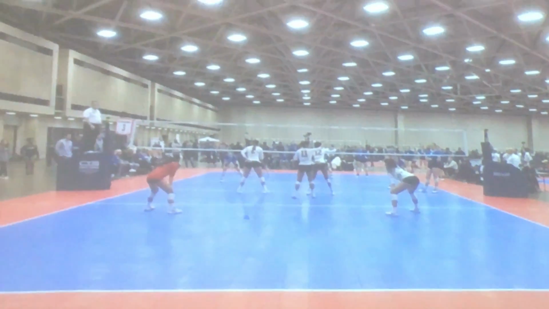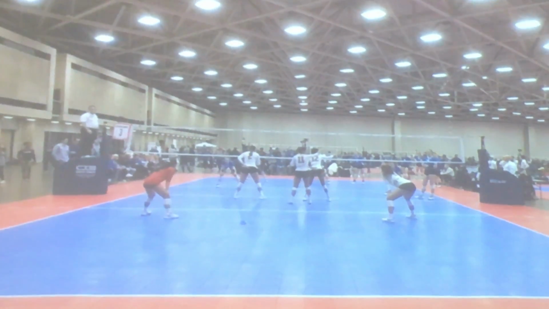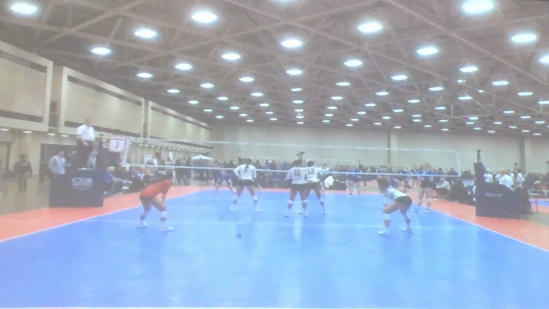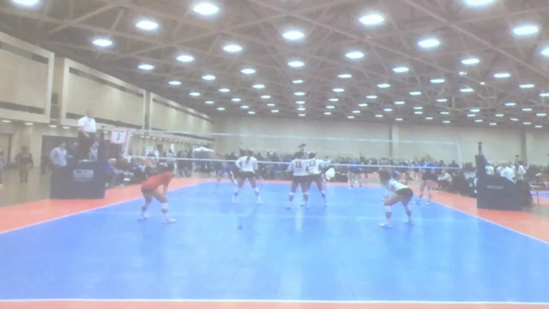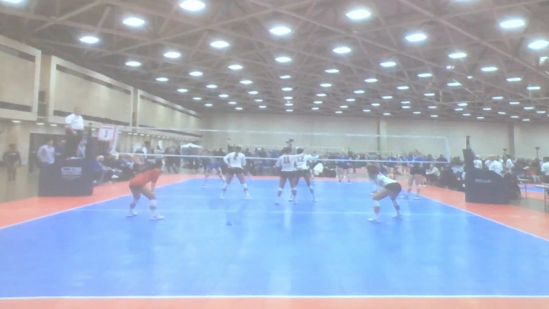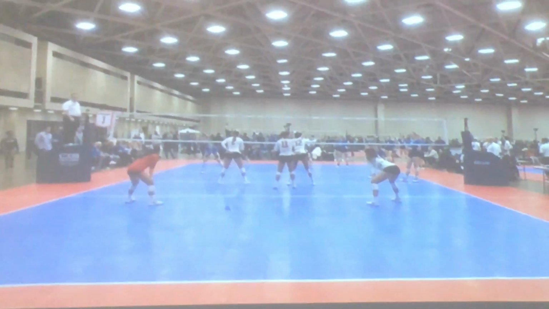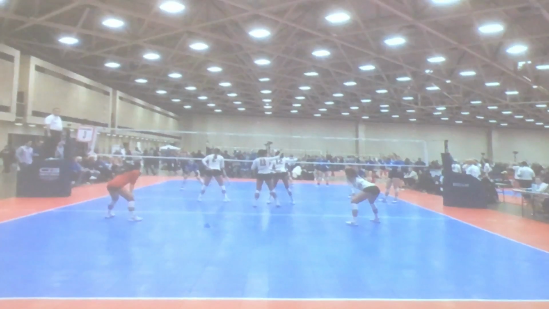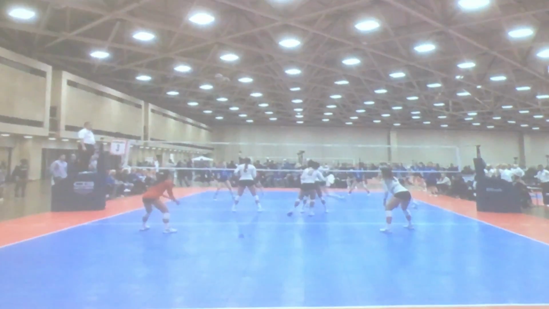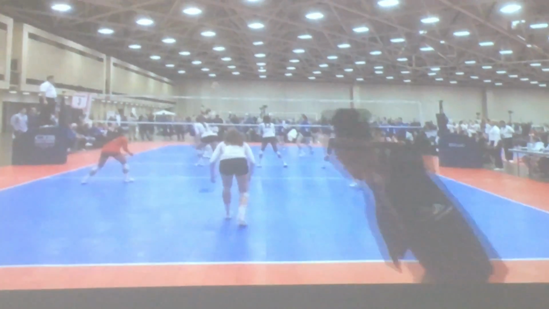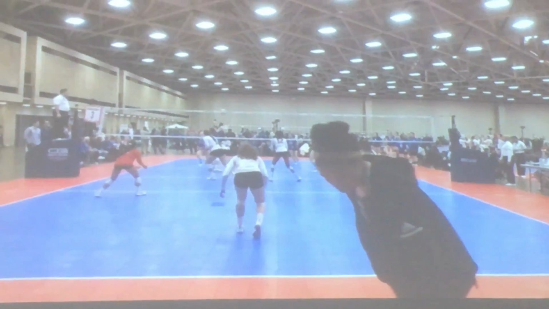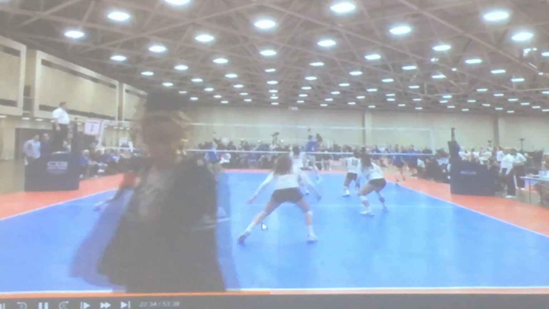That player number 2, she had a tournament. She had something like, in 3 matches, she had like 44 kills, only 7 errors, I think, in the whole day. Passed almost perfect, like a 2.46 or something. Wow, that's really awesome. Okay, so now we're looking a little bit.